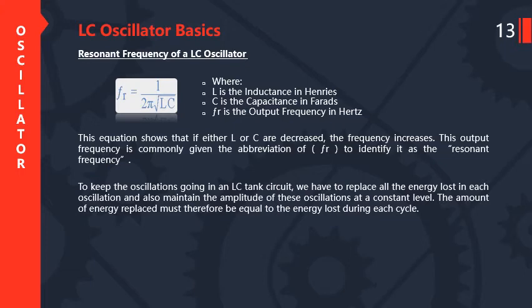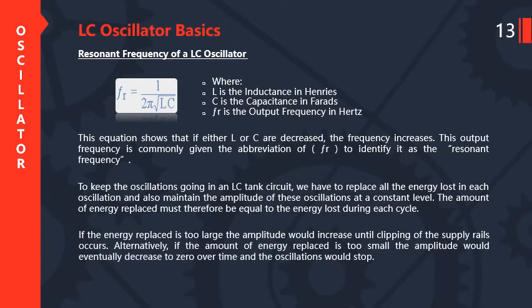To keep the oscillation going in an LC tank circuit, we have to replace all the energy lost in each oscillation and also maintain the amplitude of these oscillations at a constant level. The amount of energy replaced must therefore be equal to the energy lost during each cycle. If the energy replaced is too large, the amplitude would increase until clipping by the supply rails occurs. Alternatively, if the amount of energy replaced is too small, the amplitude would eventually decrease to zero over time and the oscillation would stop.